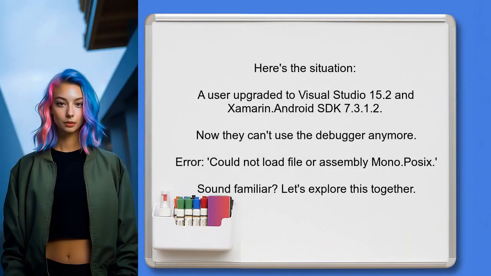Here's the situation. A user recently upgraded their Visual Studio to version 15.2 and their Xamarin.Android SDK to version 7.3.1.2. After the upgrade, they found that they couldn't use the debugger anymore. The project builds and deploys successfully, but they encounter an error that says, "Could not load file or assembly Mono.Posix." Sound familiar? Let's explore this together.